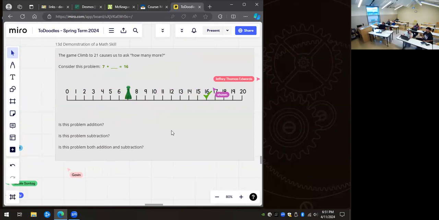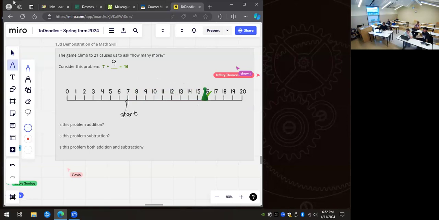7 plus what is 16? So I'm gonna start at my 7. Let me even make a little mark there. And I'm gonna move my pawn up to 16. So count with me, ready? 1, 2, 3, 4, 5, 6, 7, 8, 9. We had to move it 9. So the answer is that 7 plus 9 is 16.